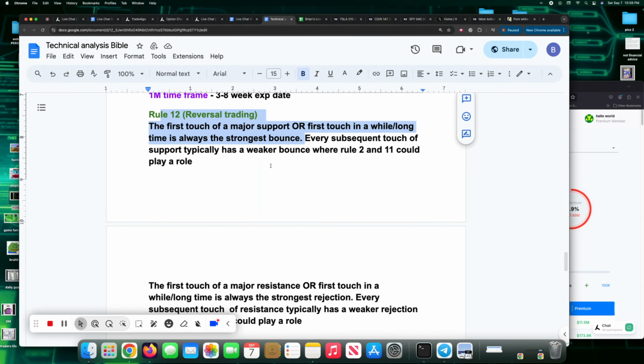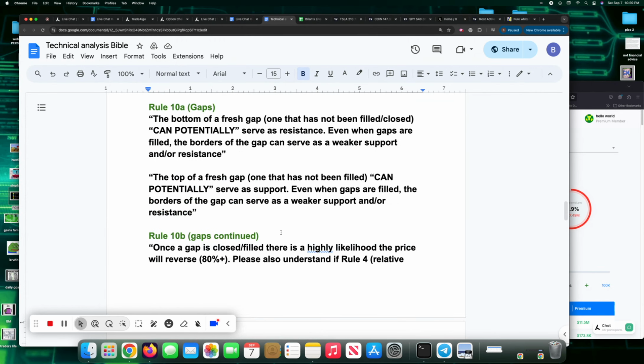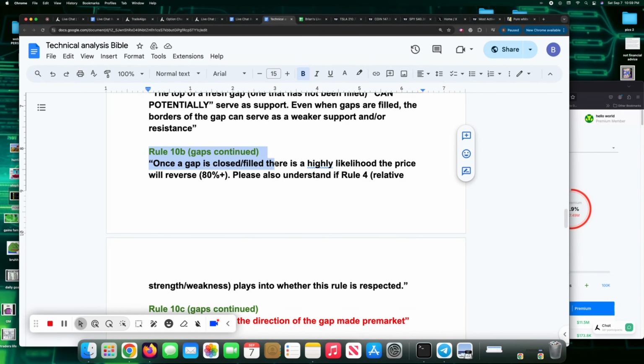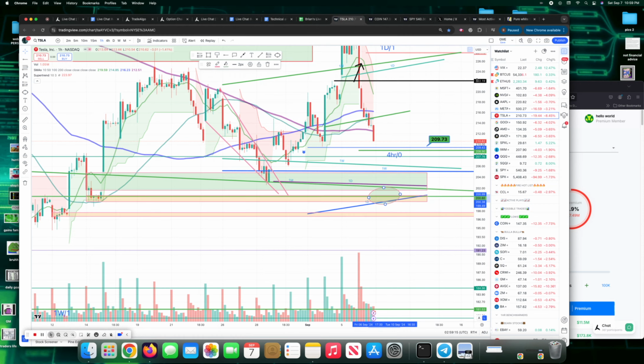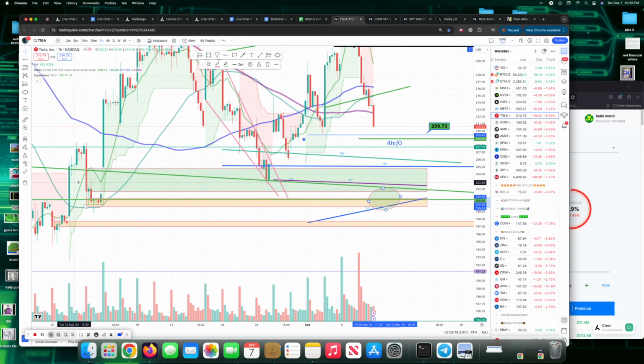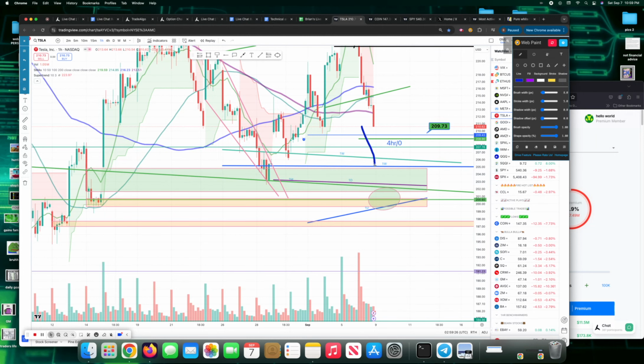What happens when gaps fill, ladies and gentlemen? Man, this document is gold. I should probably charge for it. Once the gap is closed or filled, there's a high likelihood price will reverse, a good 80% plus chance. So look what's going on with Tesla. There's a gap that was created over here on the left-hand side of the screen. It went halfway, never closed the gap, right? But what's close when the gap fills? The 100 and the demand zone. So once gaps fill, price reverses. Price might touch the demand zone for the first time and the 100 simple moving average, and boom, rocket ship up. So you have one, two, three things for confluence.